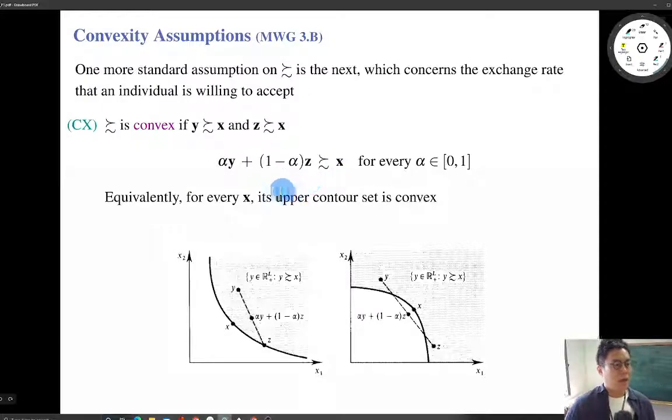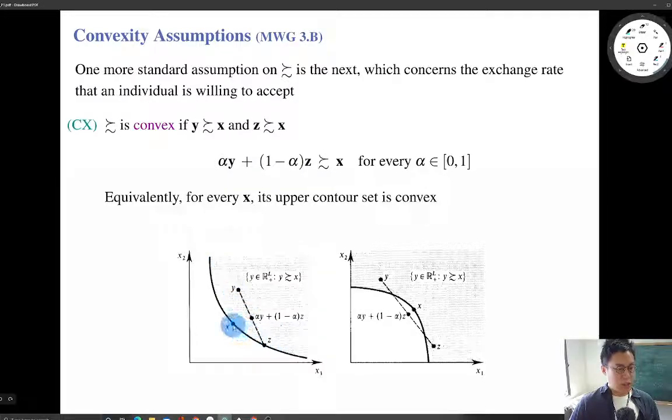And then equivalently, we can say the convexity assumption is satisfied if for every bundle x, its upper contour set is a convex set. Its geometric interpretation is right here.